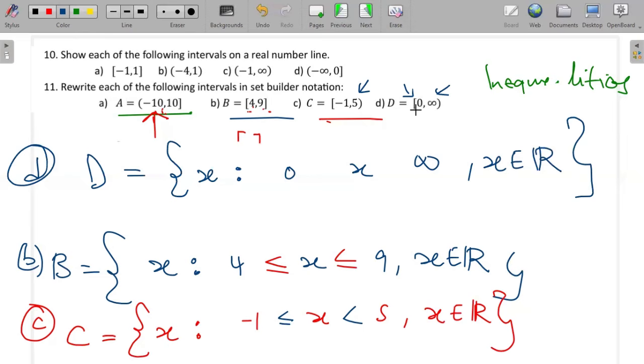Okay, so here is a square bracket. So it means x should be greater than or equal to 0. Here it's a curved bracket. So it means x should be less than what? Infinity. Okay, so any questions there on what we've done?